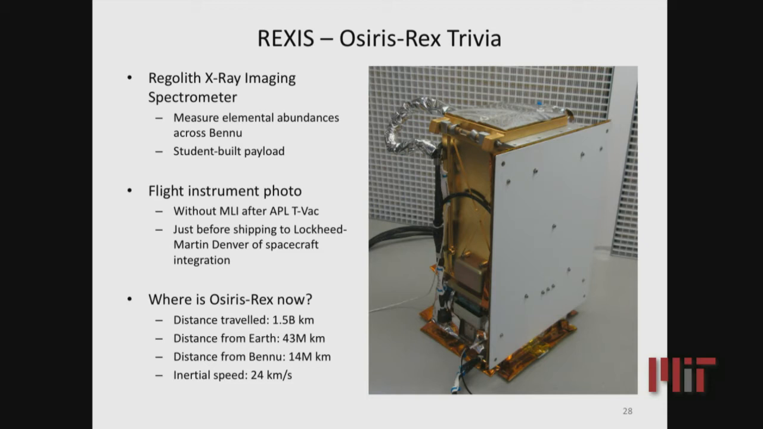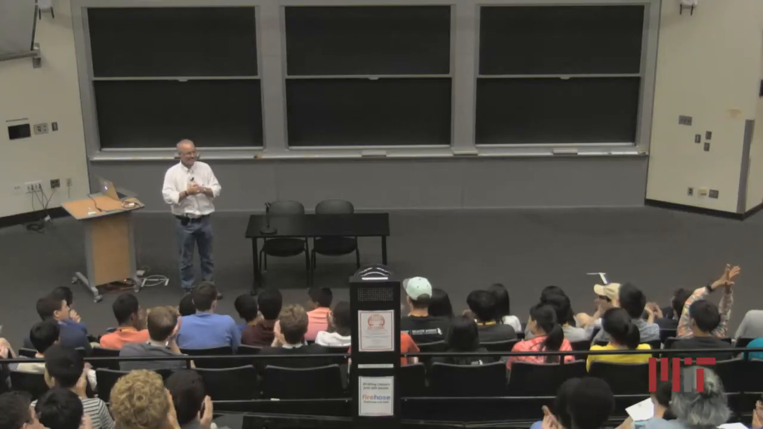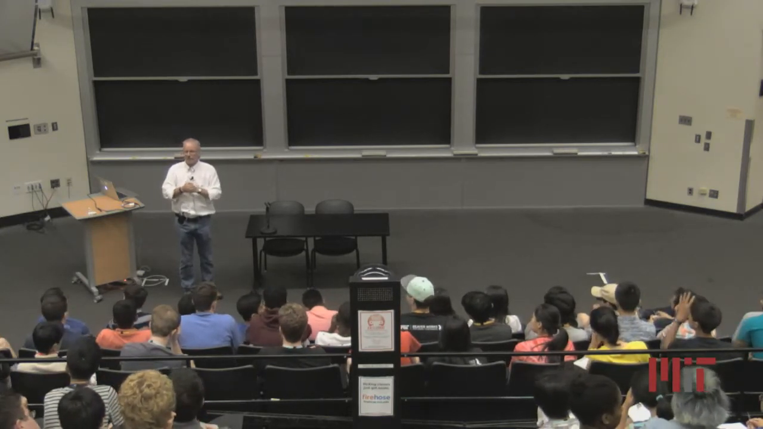Actually, students in this capstone class, and then graduate students later, with the help of Lincoln Laboratory and others, built that instrument. It's an X-ray telescope that works in a very interesting way. The primary mirror is not what you would expect, but it's a very compact X-ray telescope, so we'll be able to find what the various elements across the surface of Bennu are to figure out where you want to take the sample. So with that, I think I'll stop and take any questions. Questions, any questions?